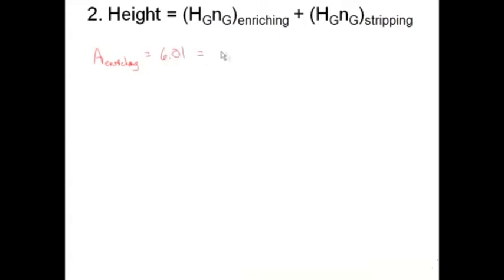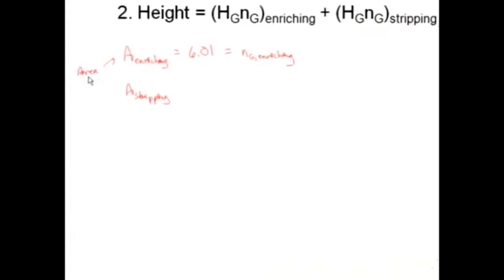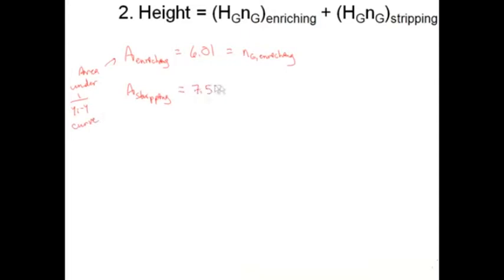and this equals NG enriching, and A in stripping. This is the area under the curve. So this is the area under the 1 over yi minus y curve. So A in the stripping equals 7.57 equals NG in the stripping.